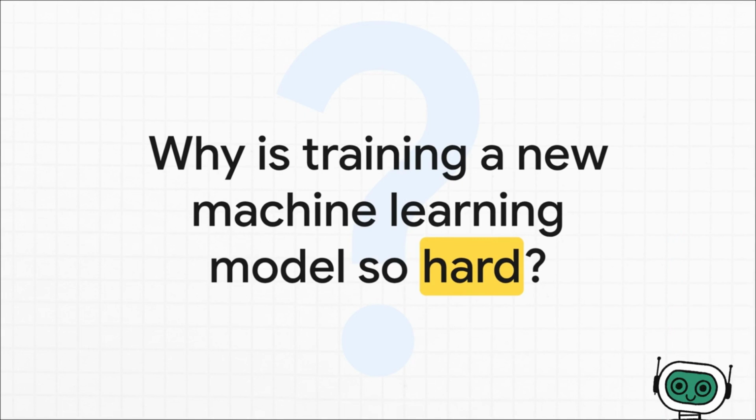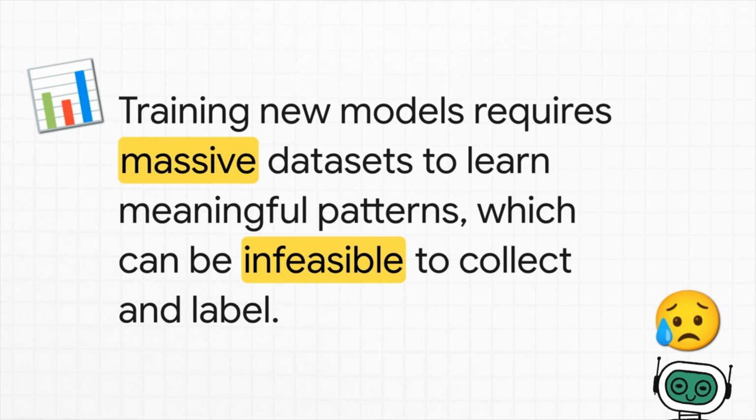Anyone who's tried to train a neural network from scratch knows the pain. You have a great idea, but actually getting a working model is full of hurdles. So why is it so hard? By the end of this, you'll understand a really powerful way around this entire problem. First up, there's the data. To learn anything useful from a blank slate, a model needs to see a ton of examples. For most real-world problems, getting and labeling that much data just isn't practical.